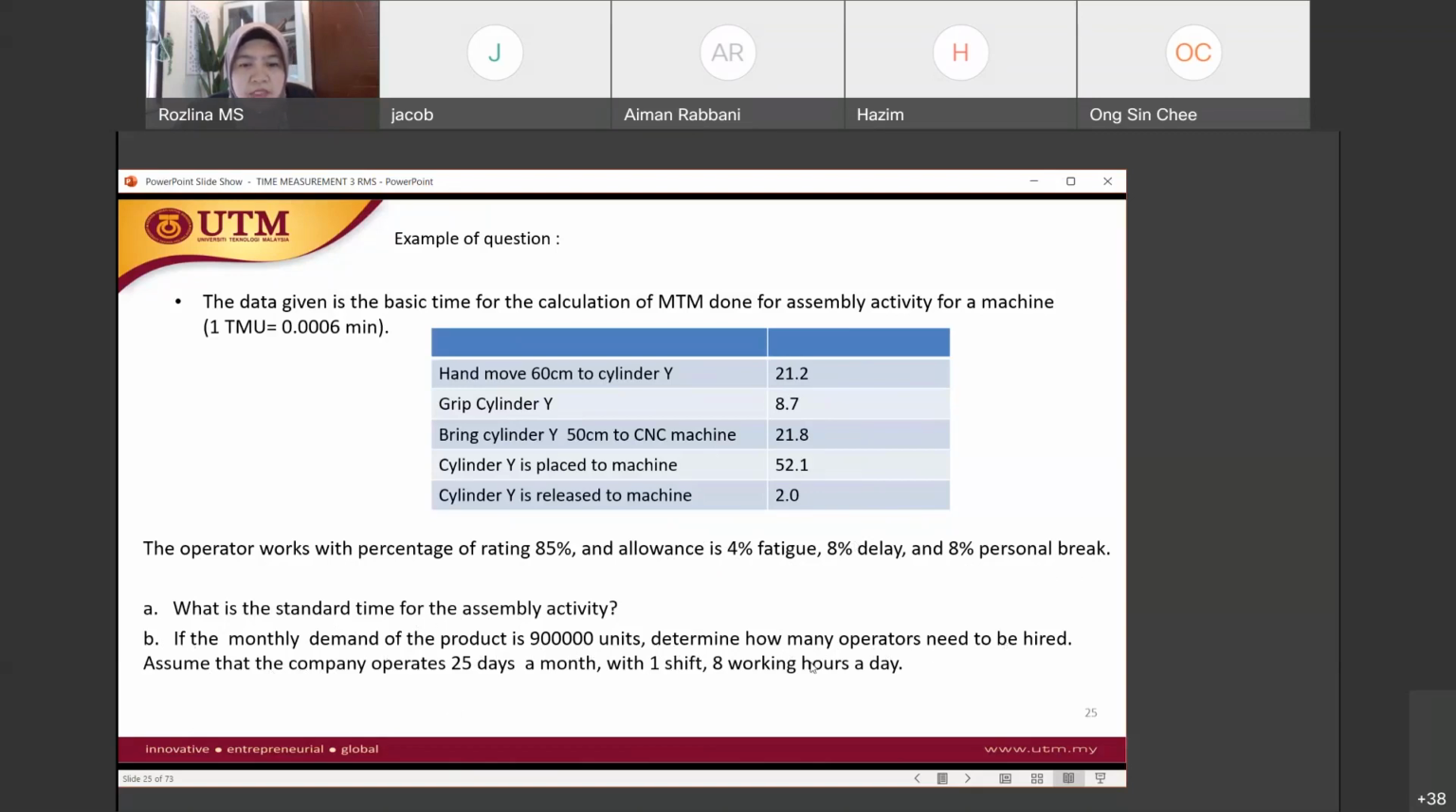It is quite similar to our previous time study, right? With the stopwatch, the question is always the same, only how you get the standard time is different. When you get the standard time, whatever the question is, you can answer it and go to the case study. If the monthly demand is given, you get the operators needed to be hired. Assume that the company operates 25 days a month, one shift, with working hours a day.